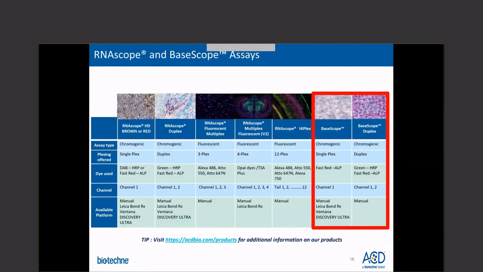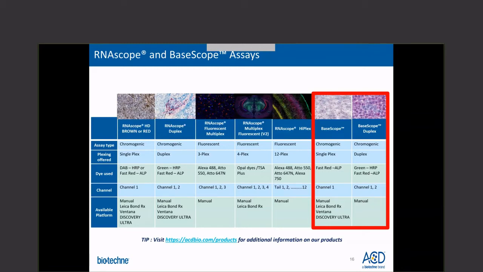The major difference between the V1 and V2 fluorescent assays is that the V2 assay uses Opal dyes from Akoya Biosciences for signal visualization and provides a high signal-to-noise ratio, whereas in the V1 assay as well as the high-plex assay, the fluorophores are conjugated and are included in the assay kit. If your target of interest is shorter than 300 base pairs, it is below the RNAscope detection limit, and in such situations, BaseScope would be the right choice for you.